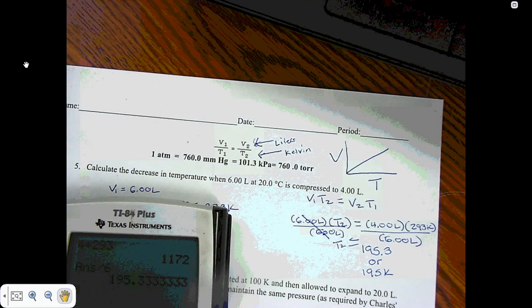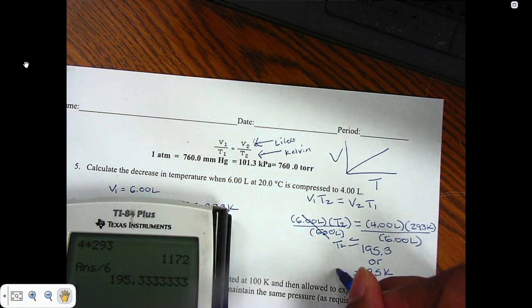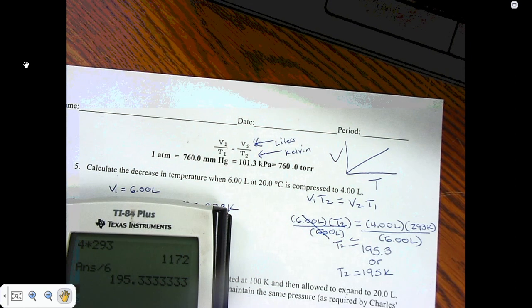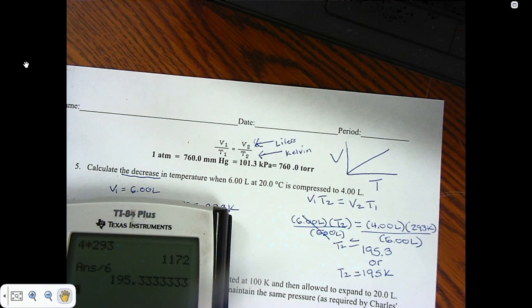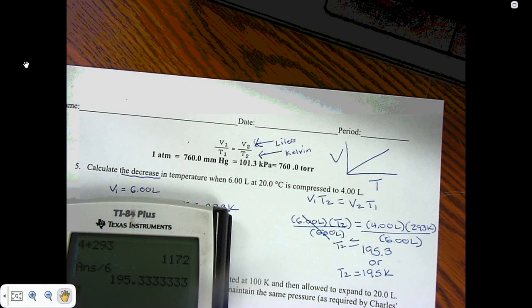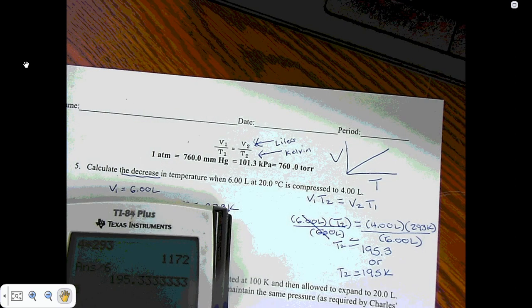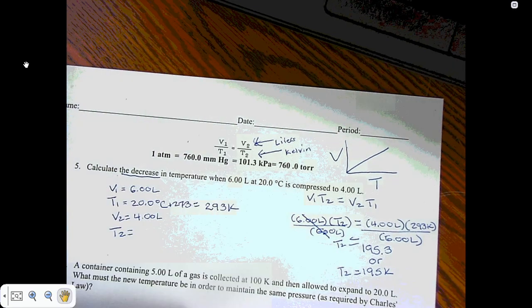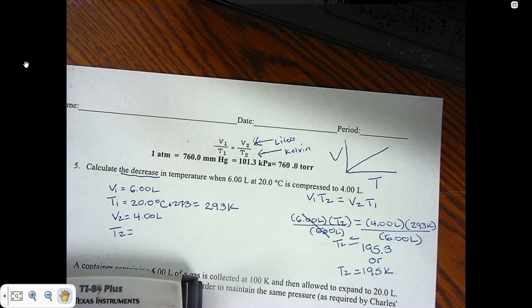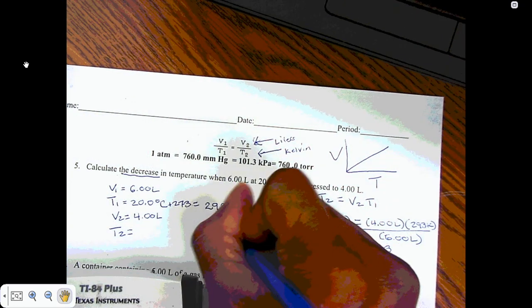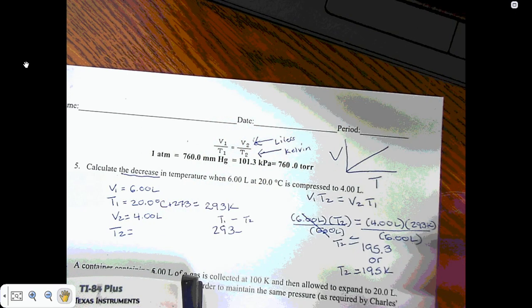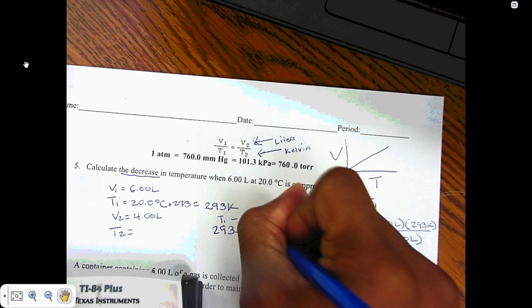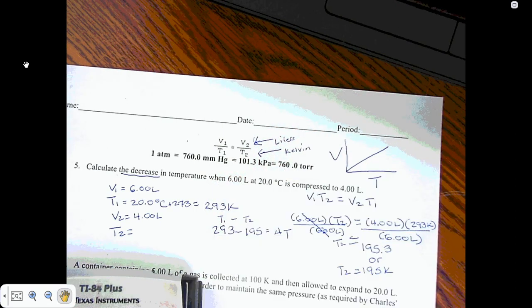Now, that's not the answer to the question. That's just the answer to T2. And if you recall, it's saying calculate the decrease, which is basically the change in temperature from T1 to T2. Now, if you used and kept the values in Celsius, I could imagine that you would have gotten a completely different answer. So in this case, we're just going to subtract T1, which is 293, from our T2, which in this case is 195. And that will give us our delta T value, which is what they're trying to find.